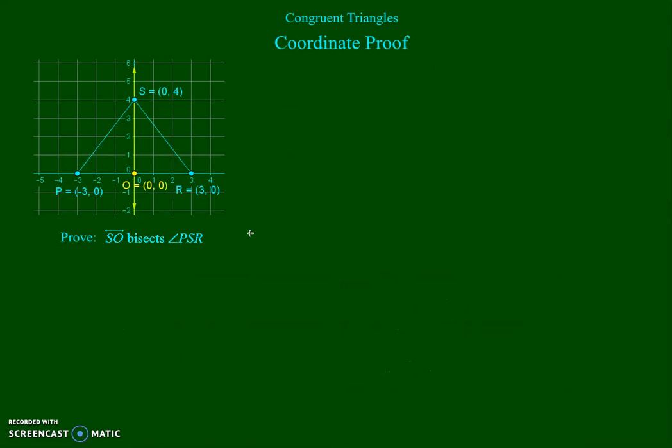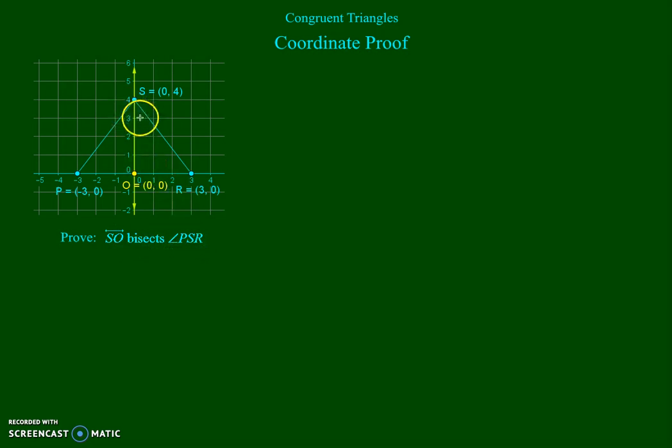This section deals with something called coordinate proof. And what we do with coordinate proofs is we have figures that are generated in a coordinate plane, and we try to find properties and solve problems using the principles that we've come to discover in the coordinate plane. So let's just take a look at an example here. We have this triangle PSR, and we have line OS. And what it's asking us to do is prove that line SO bisects angle PSR.